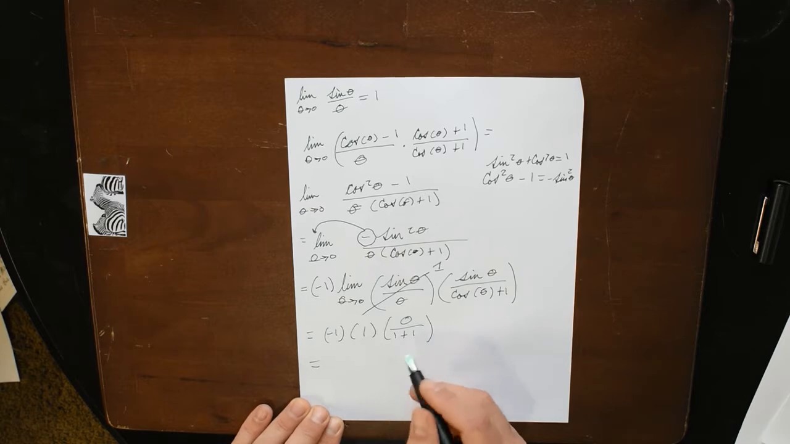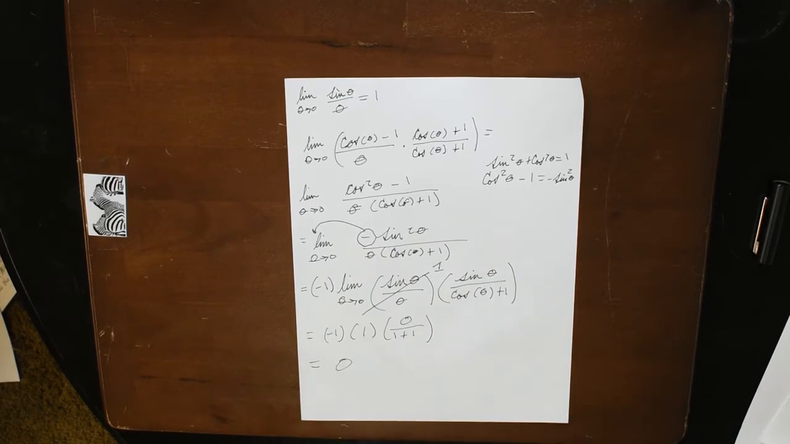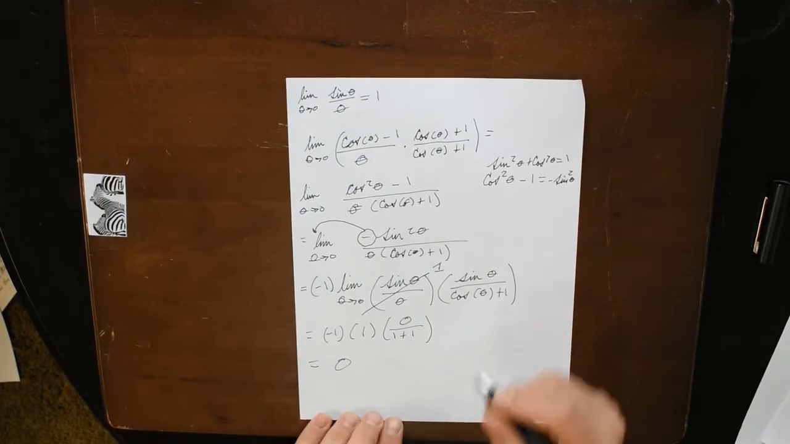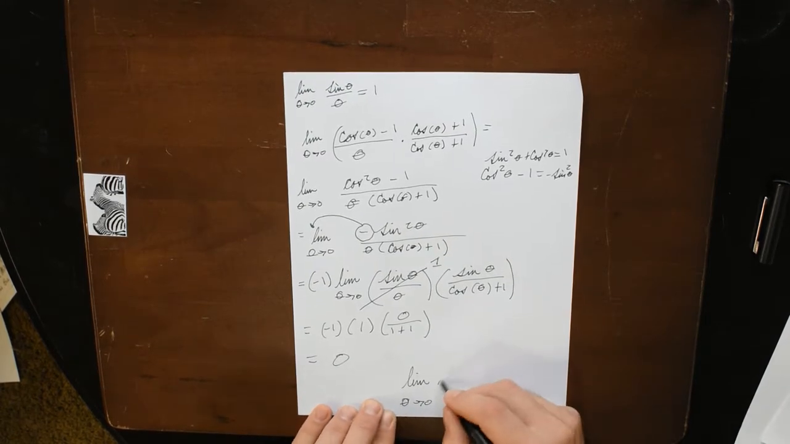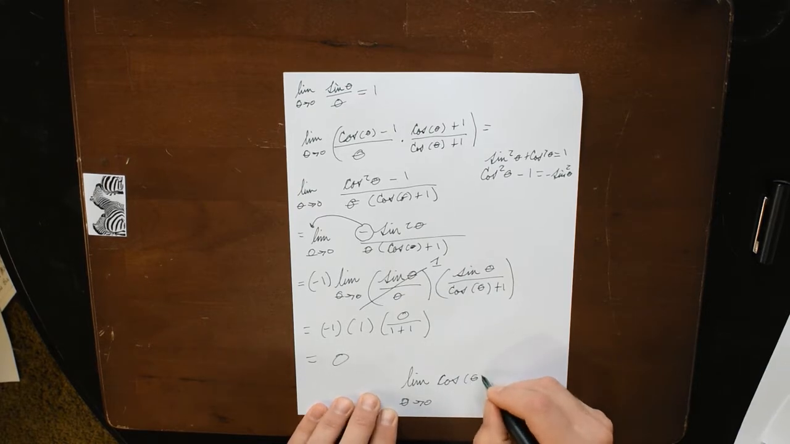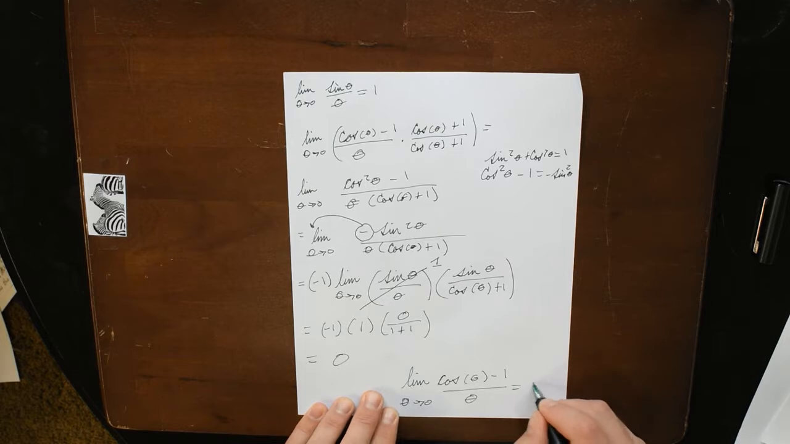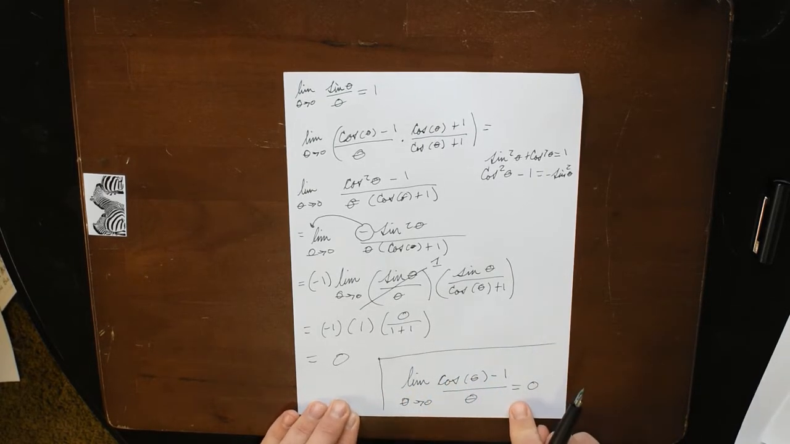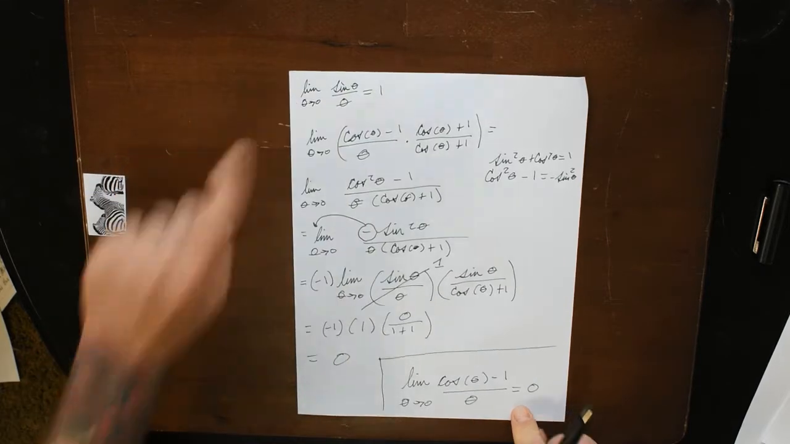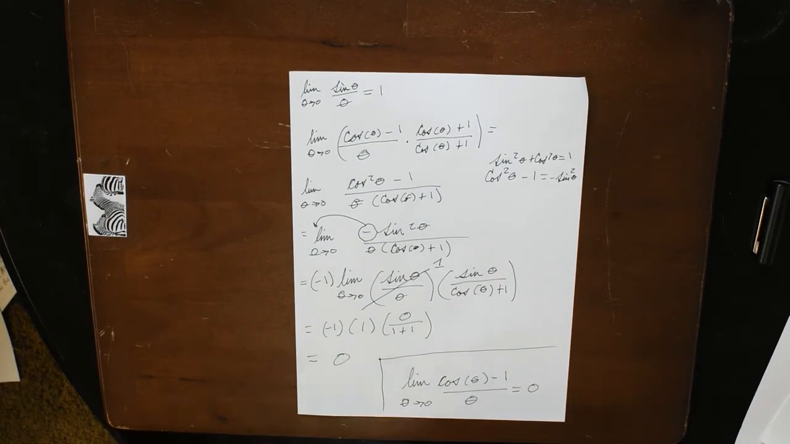Negative 1 times 0 gives us 0. So what we have shown is that the limit as theta goes to 0 of the cosine of theta minus 1 all over theta is equal to 0. We're going to use this result and this to prove that the derivative of sine is cosine.